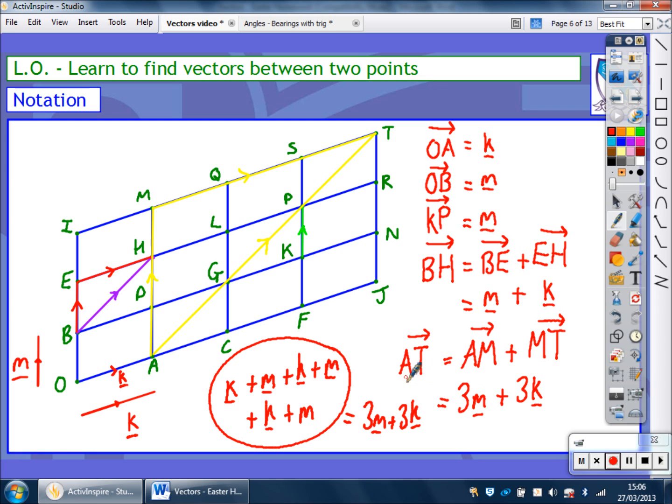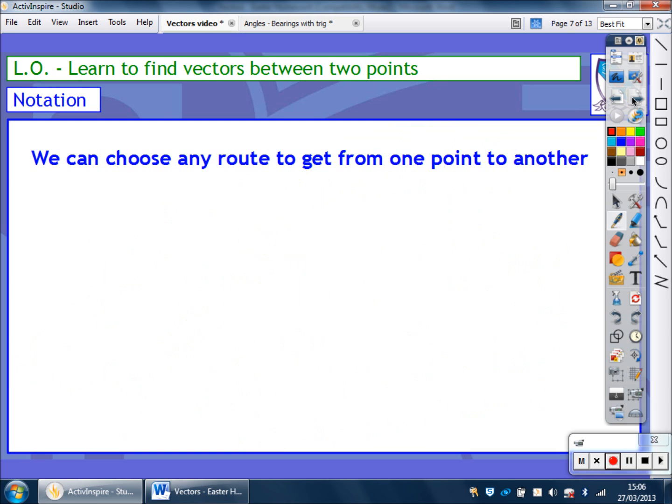So you can see that it doesn't matter which way we go in, as long as we get to where we need to get to. So if you want to make a note of that, we can choose any route to get from one point to another. And now you should be in a position where you can have a go at task A on your homework.